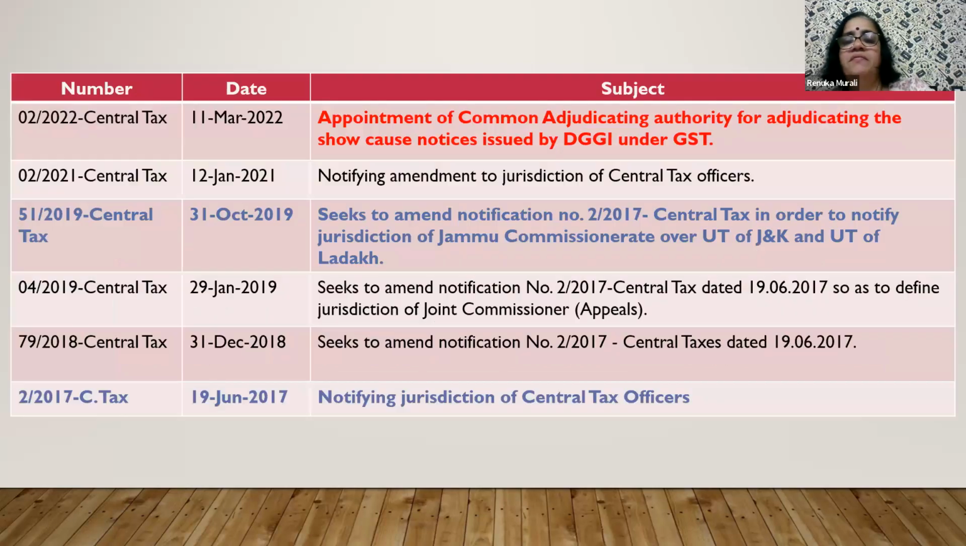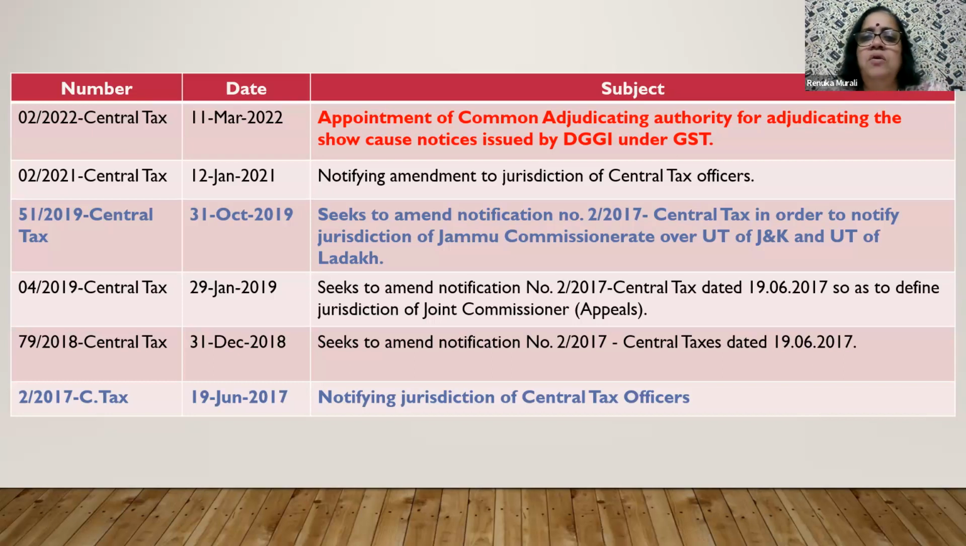I would like to mention this before going to the circulars, because the circulars tell you the territorial jurisdiction of each and every officer and what powers they have, for example whether a superintendent is eligible to pass an order under section 73, pass a show cause notice under section 73, or whether it is only the assistant commissioner who has the right to do so. All these points we'll be discussing in the upcoming slides.